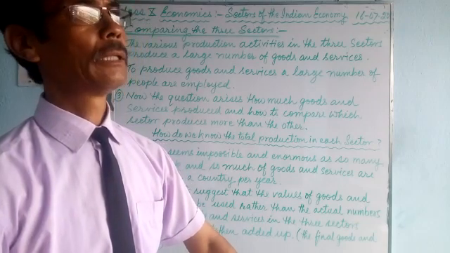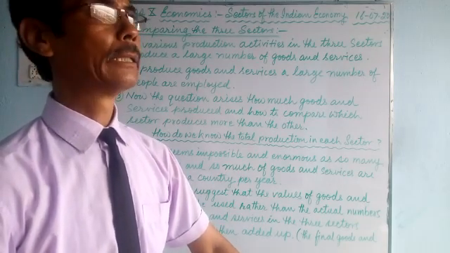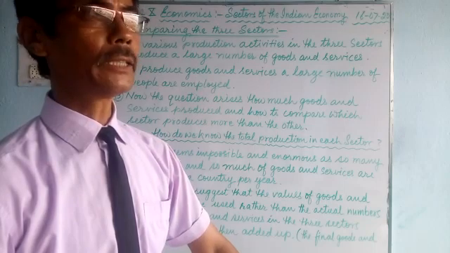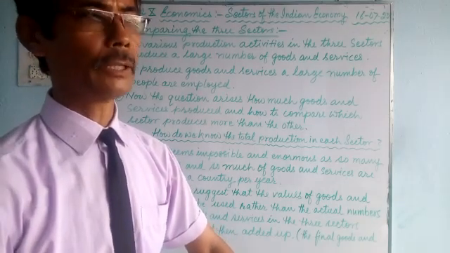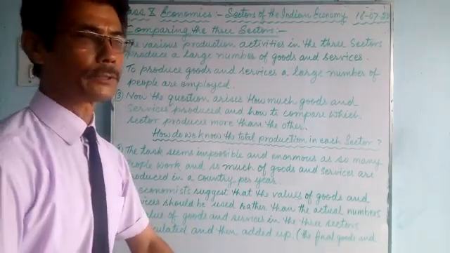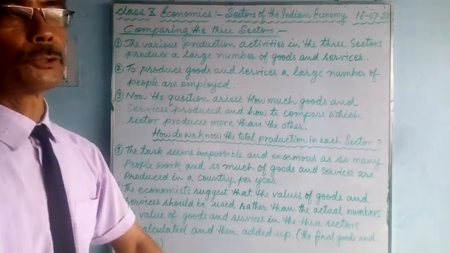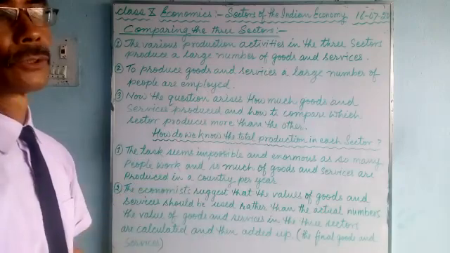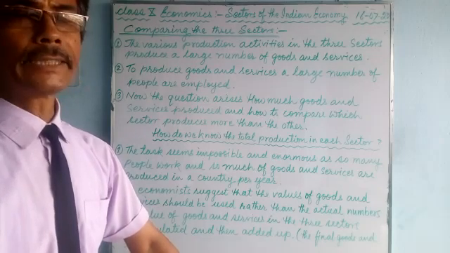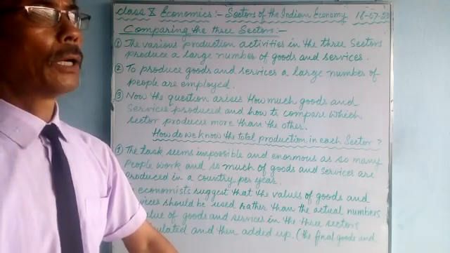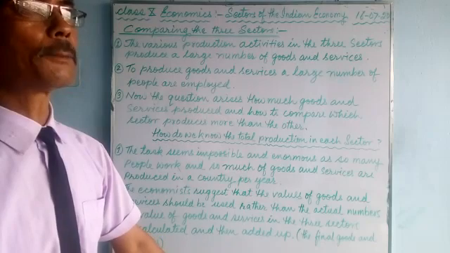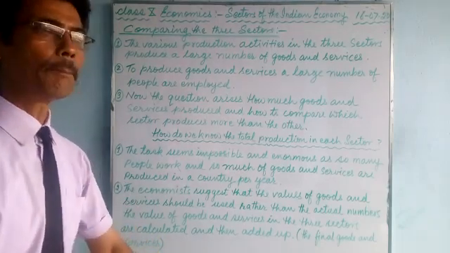The value of raw material is low, and after processing, the value of the final product is increased. And the tertiary sector is also called the service sector. We have learned this in our previous class. Now here comes another question: how do we calculate how much goods and services are produced? Comparing the three sectors, there are certain ways and methods to compare them: which sector is dominating, and how much goods and services are produced by each sector. How do we compare? There are certain methods.